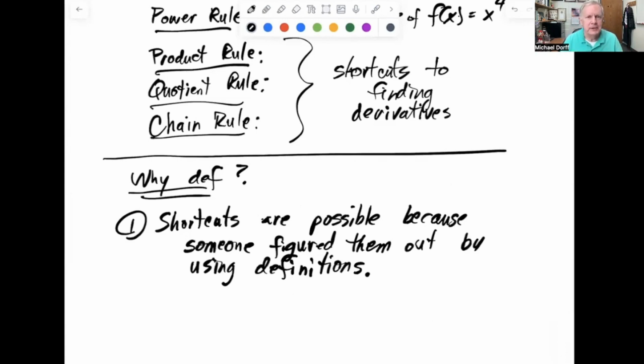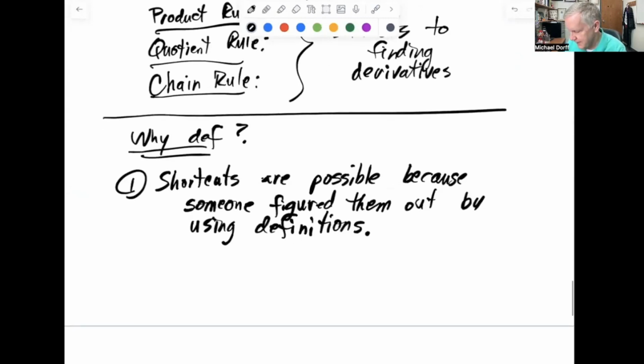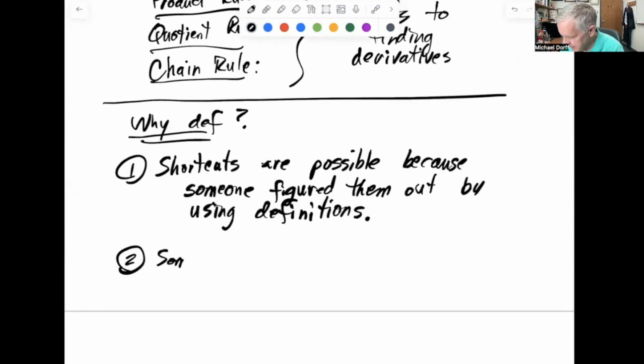People used the definitions, and then they were able to create the shortcuts by using the definitions. So the shortcuts exist because of the definitions. That's one reason why the definitions are important. The second is some functions have no shortcuts.